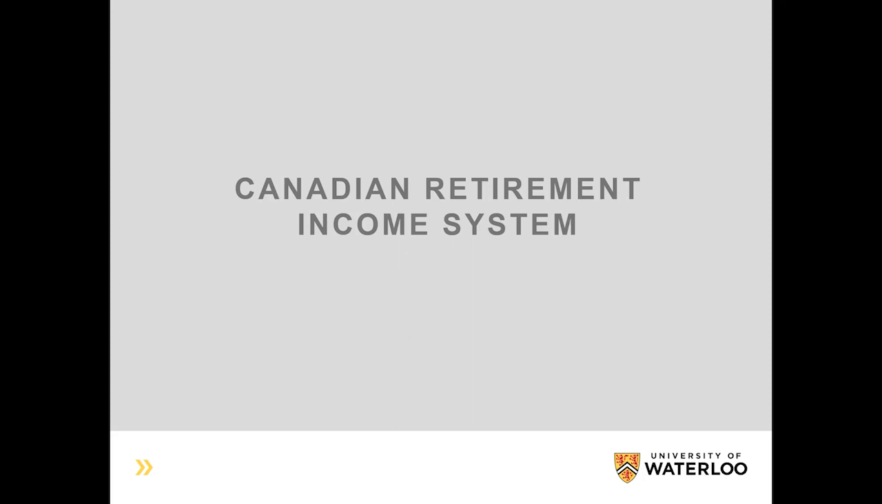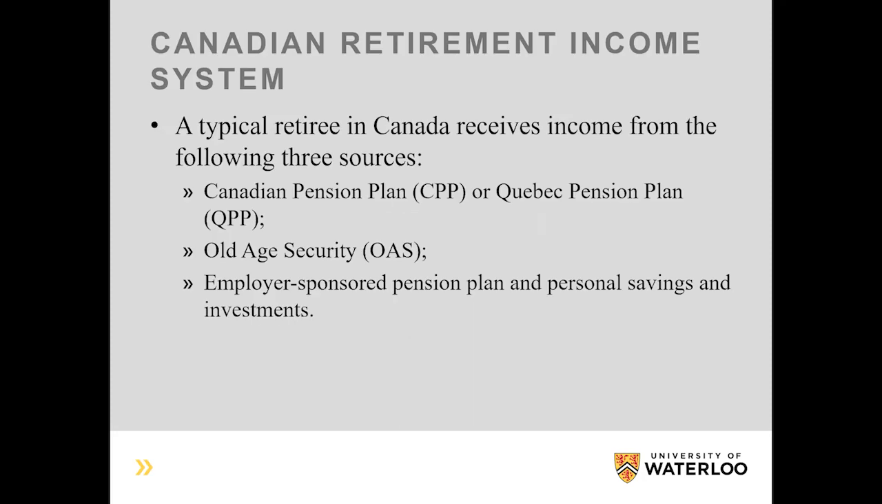Now, let me do an overview of the retirement income system in Canada. In Canada, the retirement income system is composed of three pillars. Number one is Canadian Pension Plan CPP or Quebec Pension Plan QPP. Number two is Old Age Security or OAS for short. Number three is employer-sponsored pension plan and personal savings and investments. In what follows, I'm going to go through these three pillars one by one.